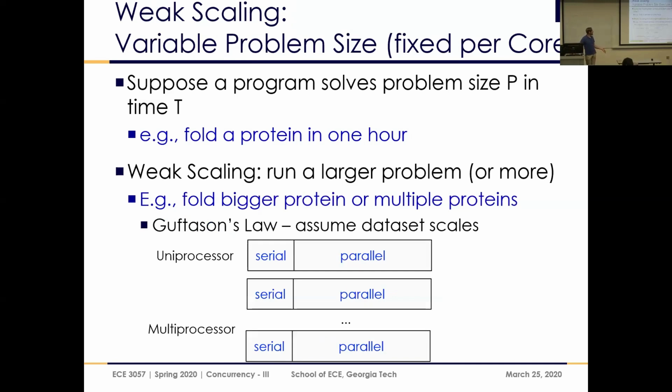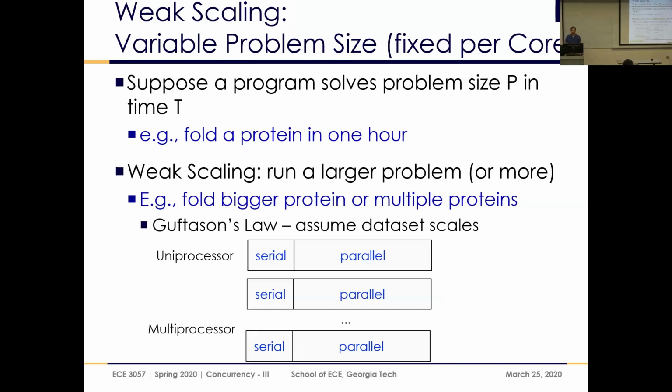All right, weak scaling. Suppose a program solves a problem P in time T, folding the protein. With weak scaling, we can run a larger problem or more: fold bigger proteins or multiple proteins.